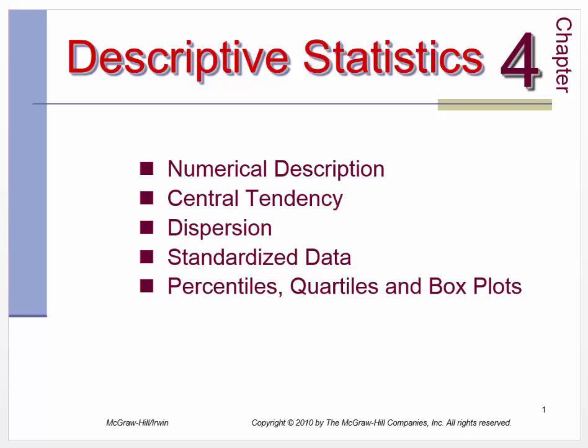Hello everyone, this is chapter 4, Descriptive Statistics. In this chapter, we talk about the numerical description of data, numbers, and statistics. We talk about central tendency, dispersion, standardized data, percentile, quartiles, and box plots.